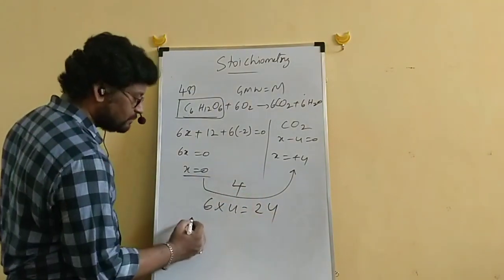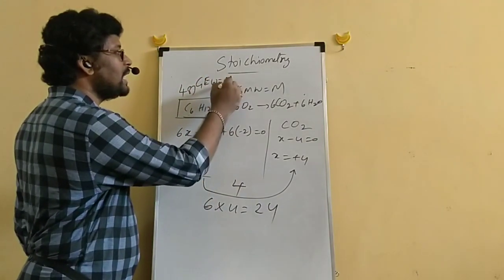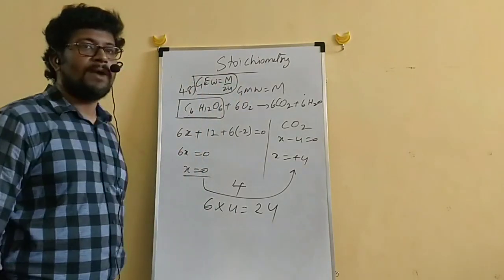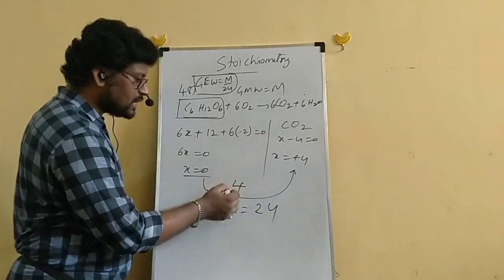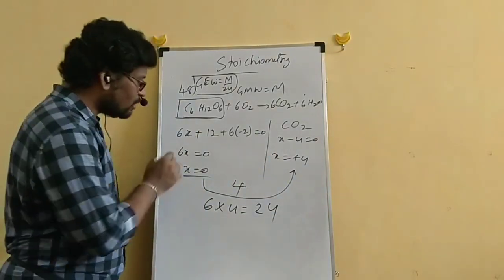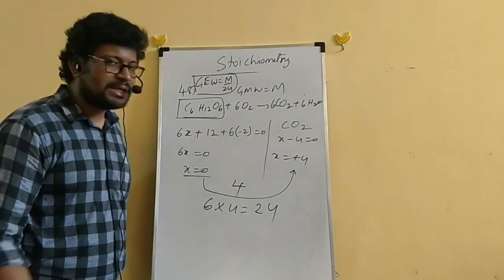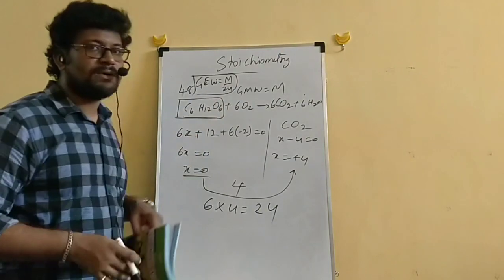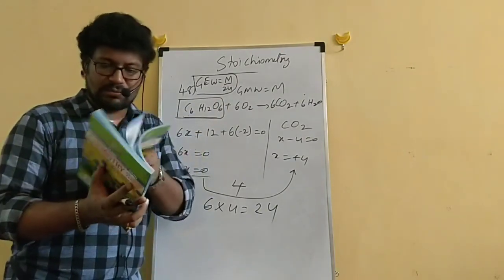Then gram equivalent weight is equal to gram molecular weight divided by 24. Why did we write 24? For each carbon, the change in oxidation number is 4, and 6 carbons are present in glucose. That's why 6 into 4, 24. Then gram equivalent weight is equal to M by 24. The answer is the 48th one, third option.